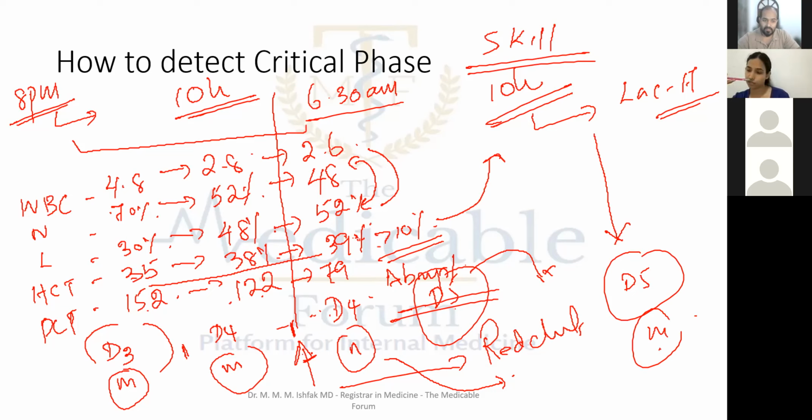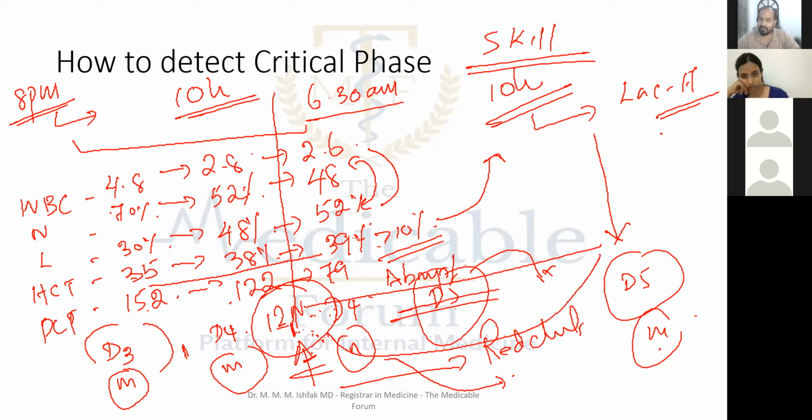Now, that should be this time. Midday, take day 4 at 12 noon. Therefore, 12 noon should be the start of your critical phase. That should be mentioned. And by the time the patient has been admitted here, you need to skip that amount of time and start from this time onwards from the ward.